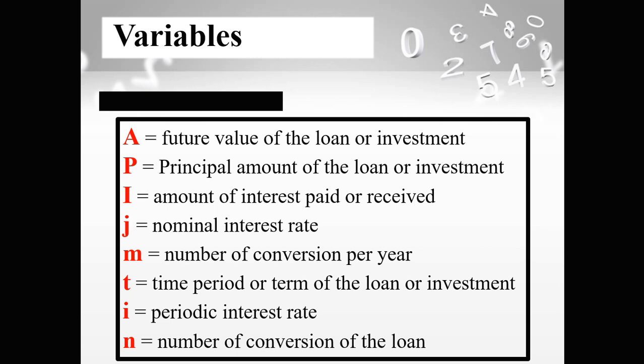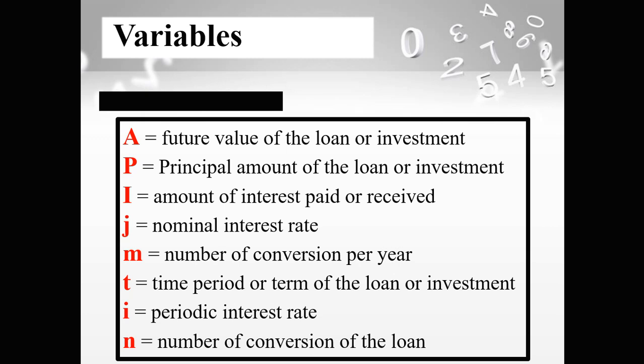That is the amount of interest paid or received. If you are the one who borrowed, of course, that is the amount you need to pay. And if you are the lender, that is the amount you will receive. And then, the fourth variable is the nominal interest rate, represented by small letter j. Anything with a percent sign in a compound interest problem is letter j. Next, the number of conversions per year, the one in our table earlier, that is small letter m.